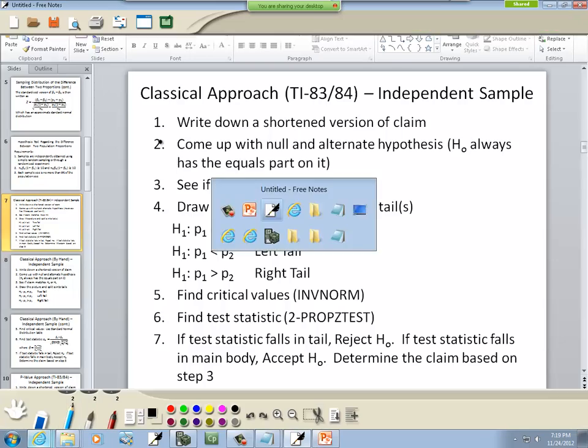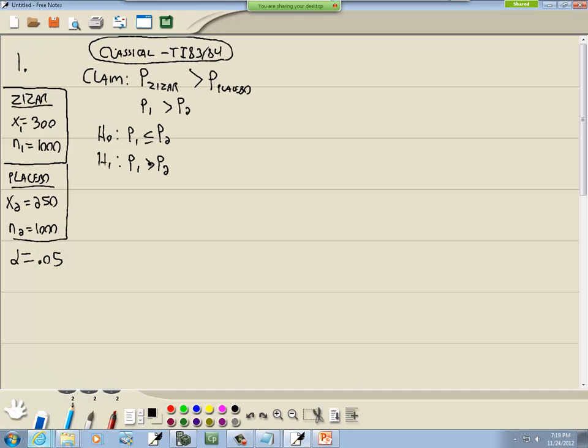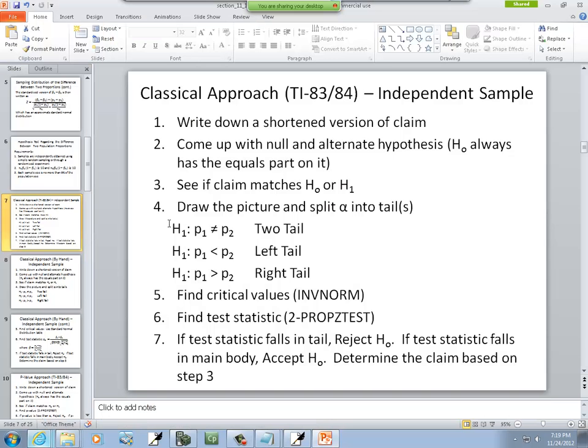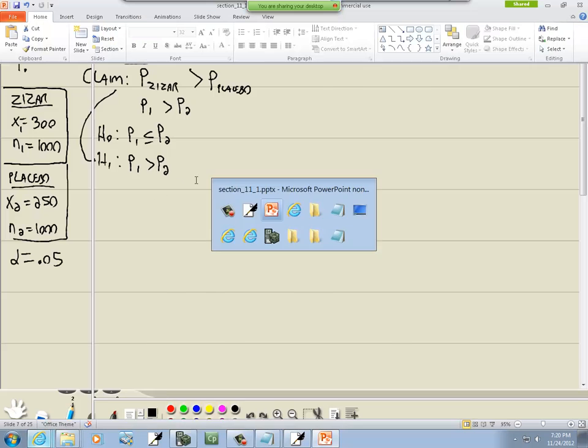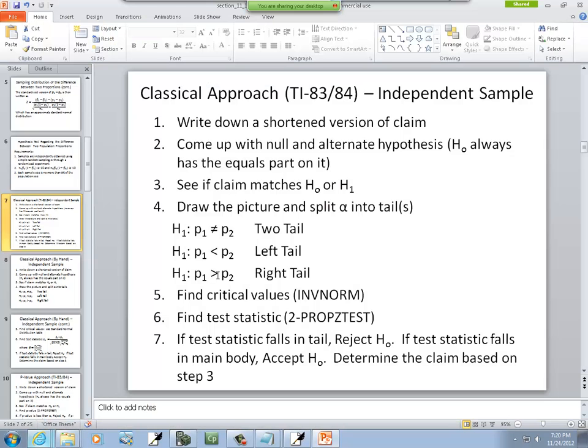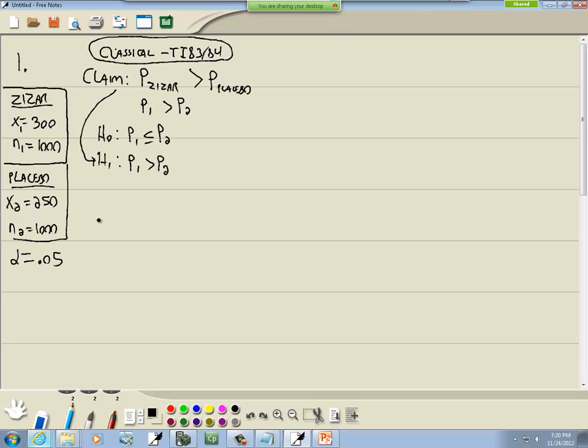See if the claim matches H0 or H1. Well, this is a greater than. The greater than went there, so this matches H1. Okay, draw the picture. We got a greater than on H1. Greater than on H1 means right tail.